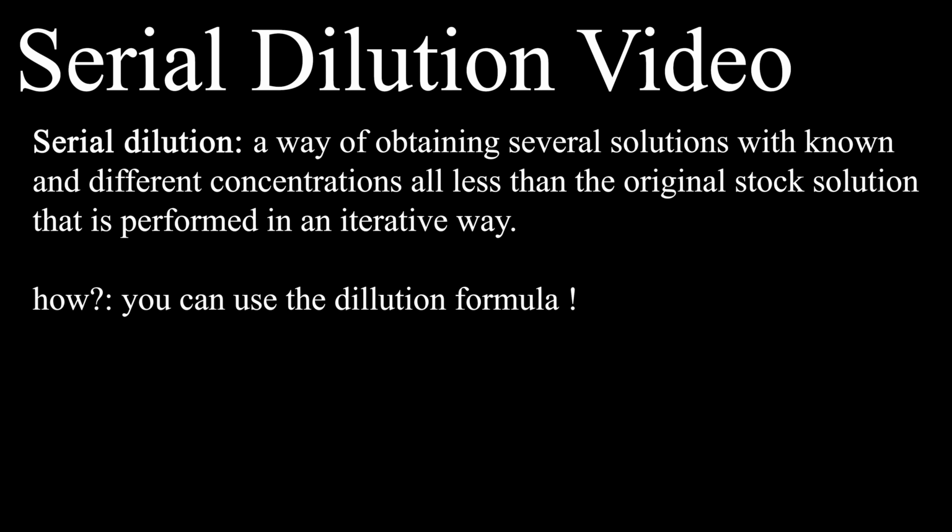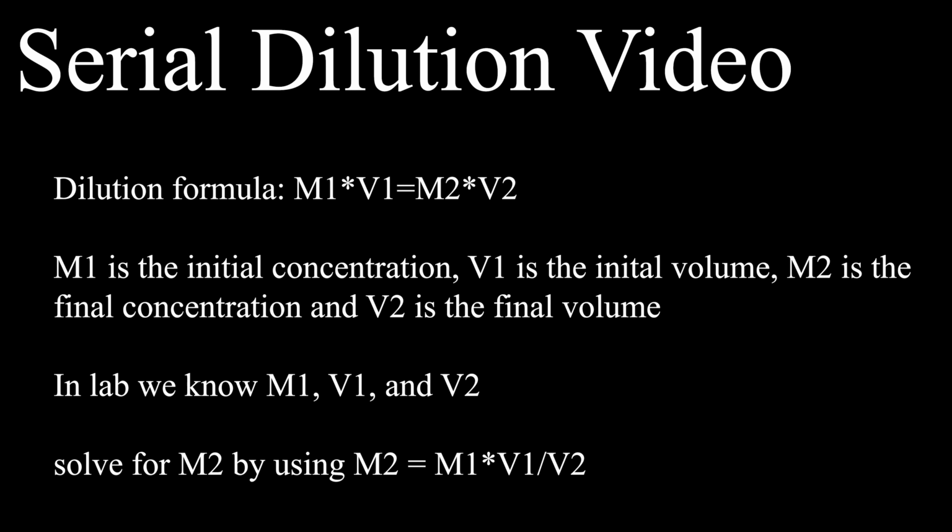We can obtain these concentrations using a method called serial dilution. It is a way of obtaining several solutions with known and different concentrations, all less than the original stock solution, and it is performed in an iterative way. We can do this with the help of the dilution formula. The dilution formula is M1 times V1 equals M2 times V2, where M1 is the initial concentration, V1 is the initial volume, M2 is the final concentration, and V2 is the final volume.